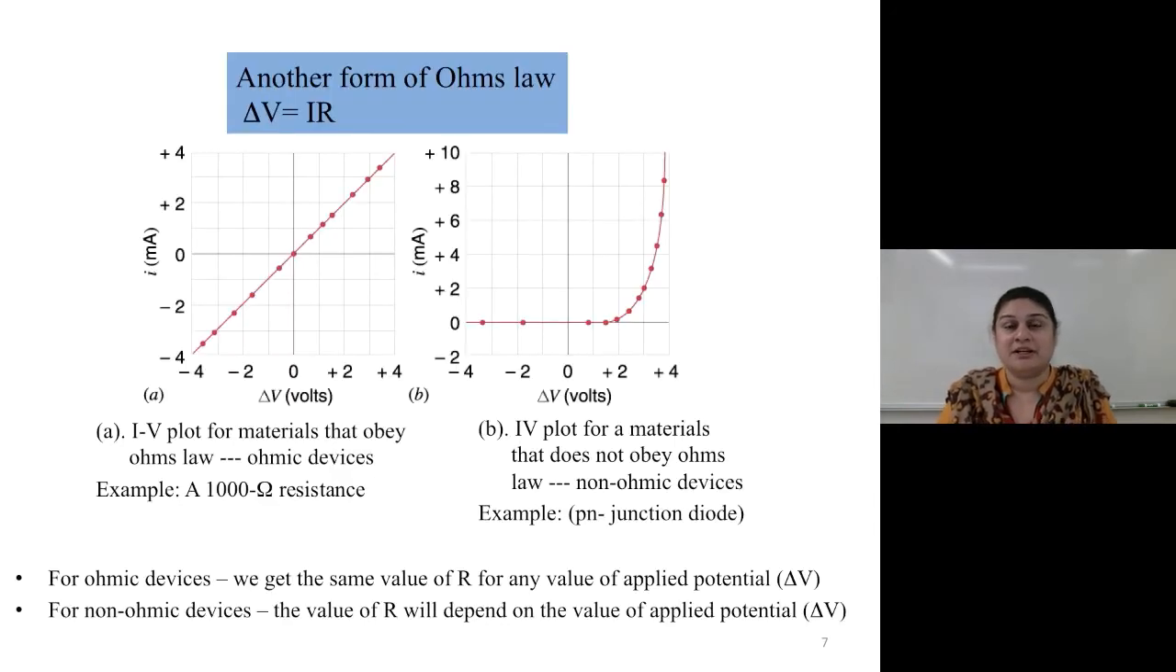A more commonly recognized form of Ohm's law is ΔV equals IR. For ohmic devices, we get the same value of R for any applied potential. For non-ohmic devices, we get a value of R that depends on the value of the applied potential. This plot on the left shows you the IV plot for a material that obeys Ohm's law, and this one here shows you the plot for materials that do not obey Ohm's law. For example, a PN junction diode does not obey Ohm's law.